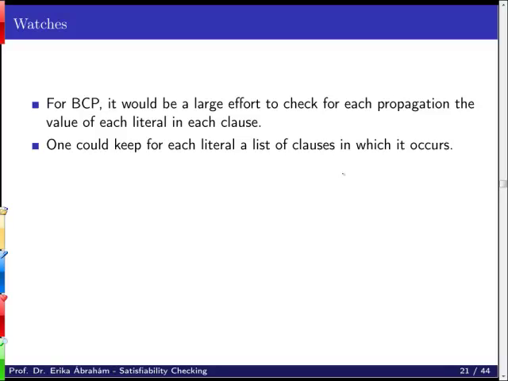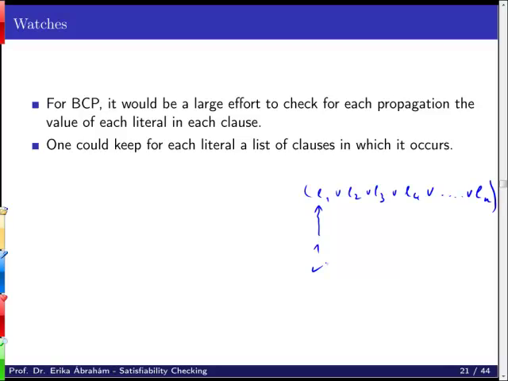So we could keep for each literal a list of clauses in which it occurs. What happens now to these clauses? They have literals L1, L2, L3, L4, and so on to Ln. They are first all unassigned. And what happens then? The sum may become true, then the clause is satisfied. So if one is true, then we are done.